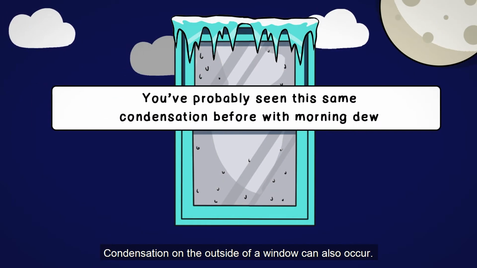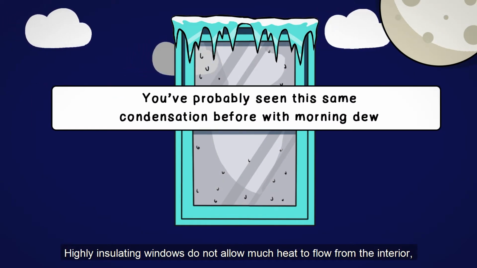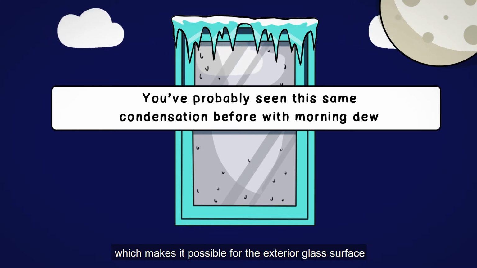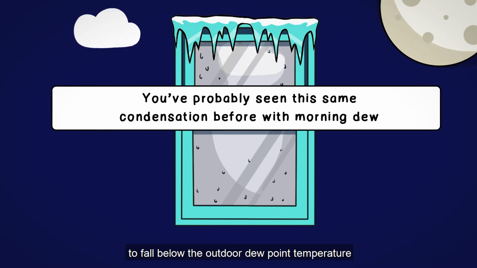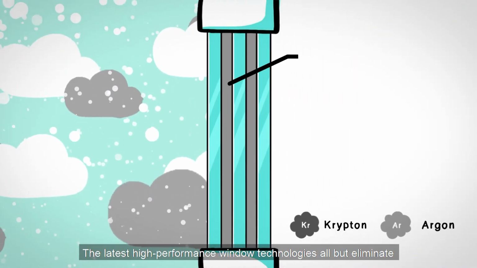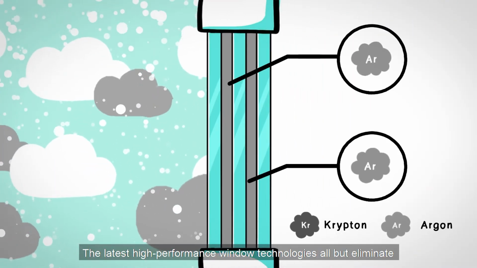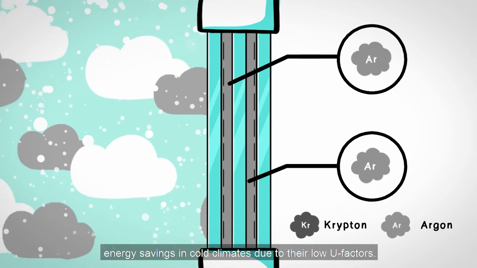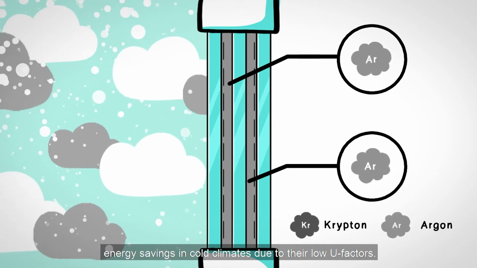Condensation on the outside of a window can also occur. Highly insulating windows do not allow much heat to flow from the interior, which makes it possible for the exterior glass surface to fall below the outdoor dew point temperature due to radiation loss under clear sky conditions. The latest high-performance window technologies all but eliminate the risk of interior condensation and show significant energy savings in cold climates due to their low U factors.